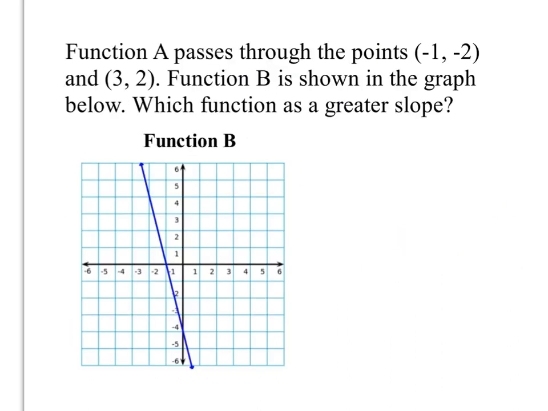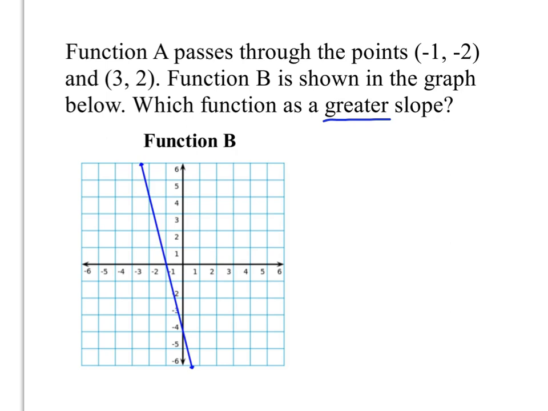So today we're going to be reviewing comparing slopes and y-intercepts of functions or lines. So this one says function A passes through the points -1, -2, and 3, 2. Function B is shown below. Which function has a greater slope? So I'm looking for the one that's changing more every single time between our clear points. So again, a function is just when each x only has one y value. So these are just basically line A and line B.